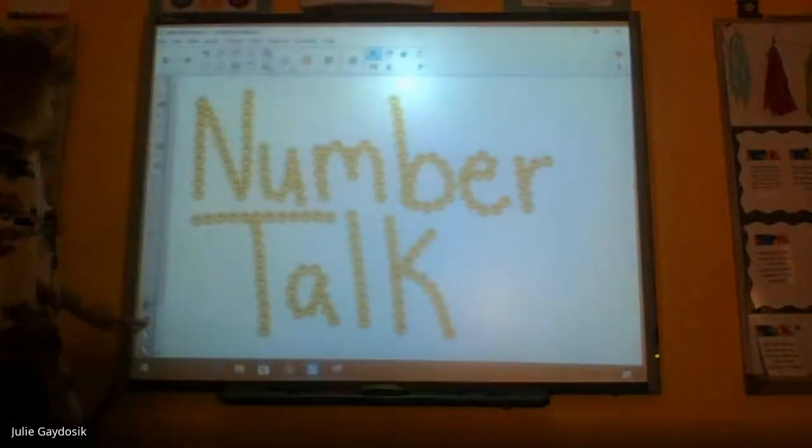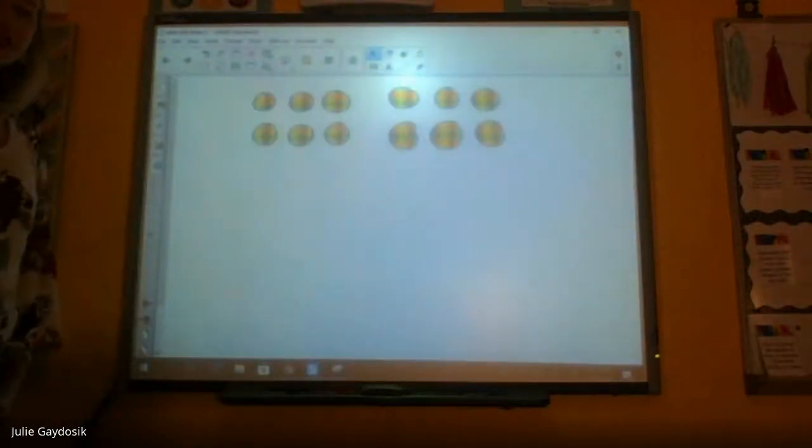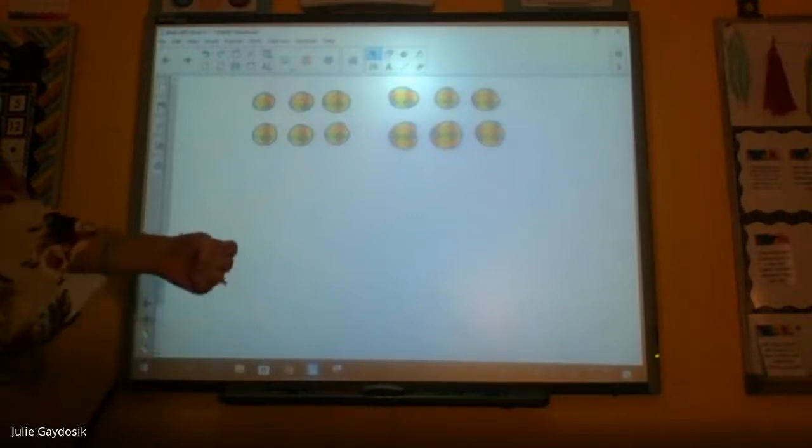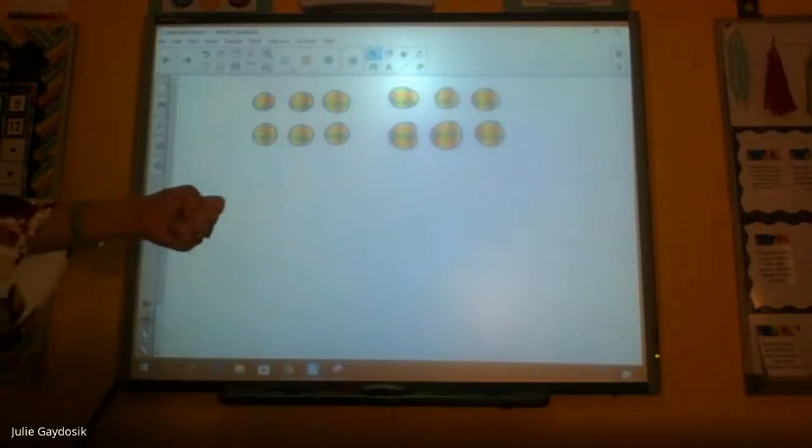Woohoo, number talk. All right, these are the dots I want you to look at. I want you to think about different ways you can count these dots. Now remember, if you think of different ways to count these dots, that is totally all right. I hope you do. Remember, if you need to, you can always pause this video to think of different ways to count these dots and then hit play again, and you can join with us. I'm going to stand off the screen so you can see the dots while I think of ways to count.